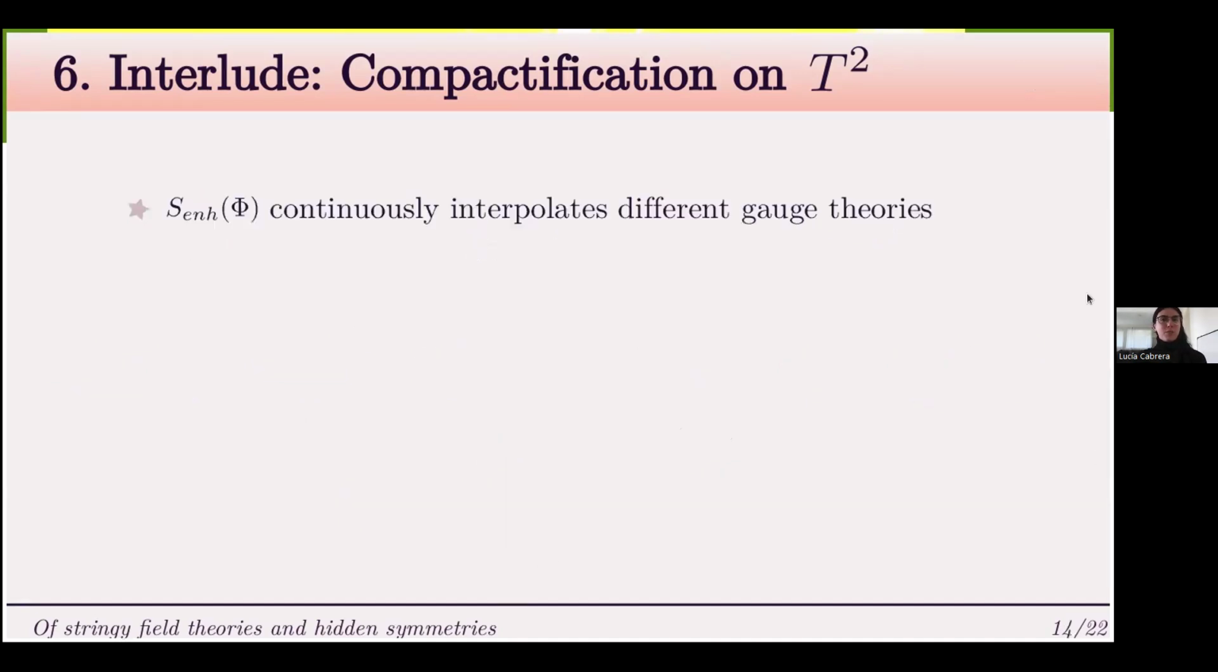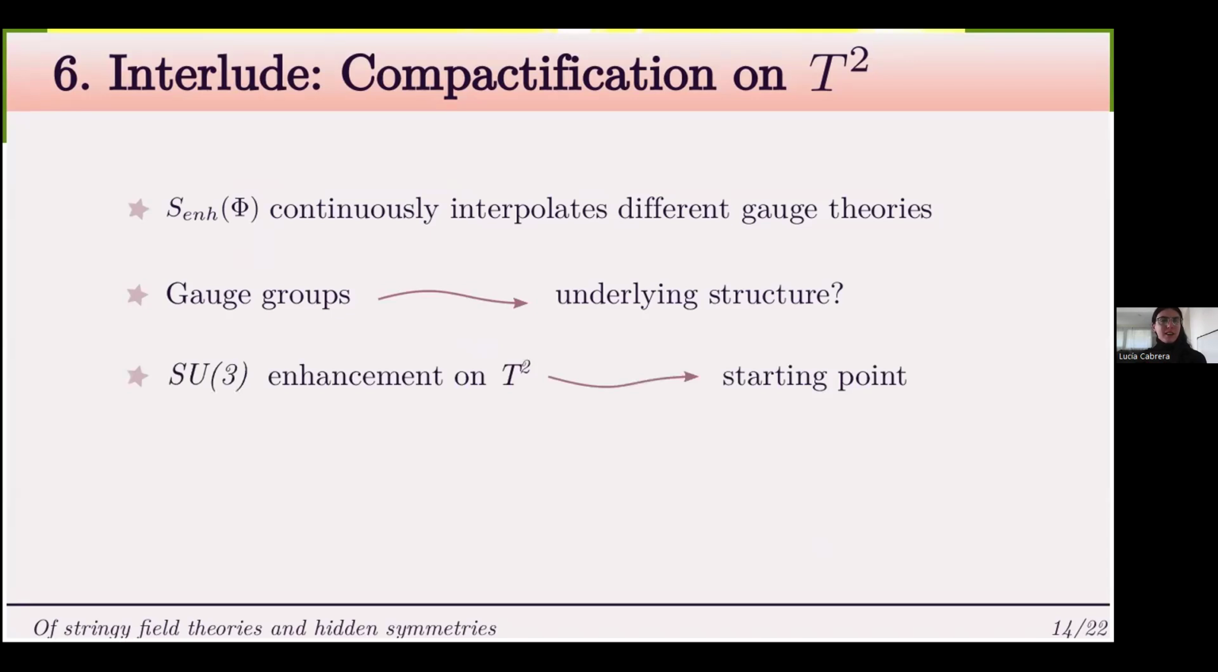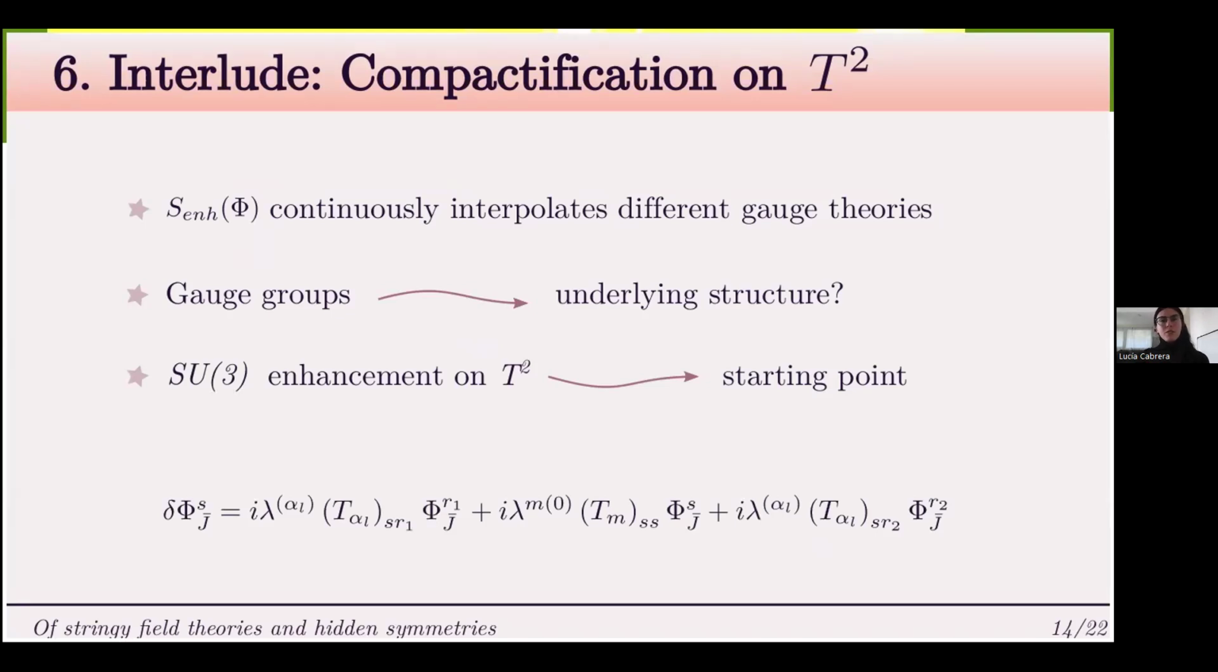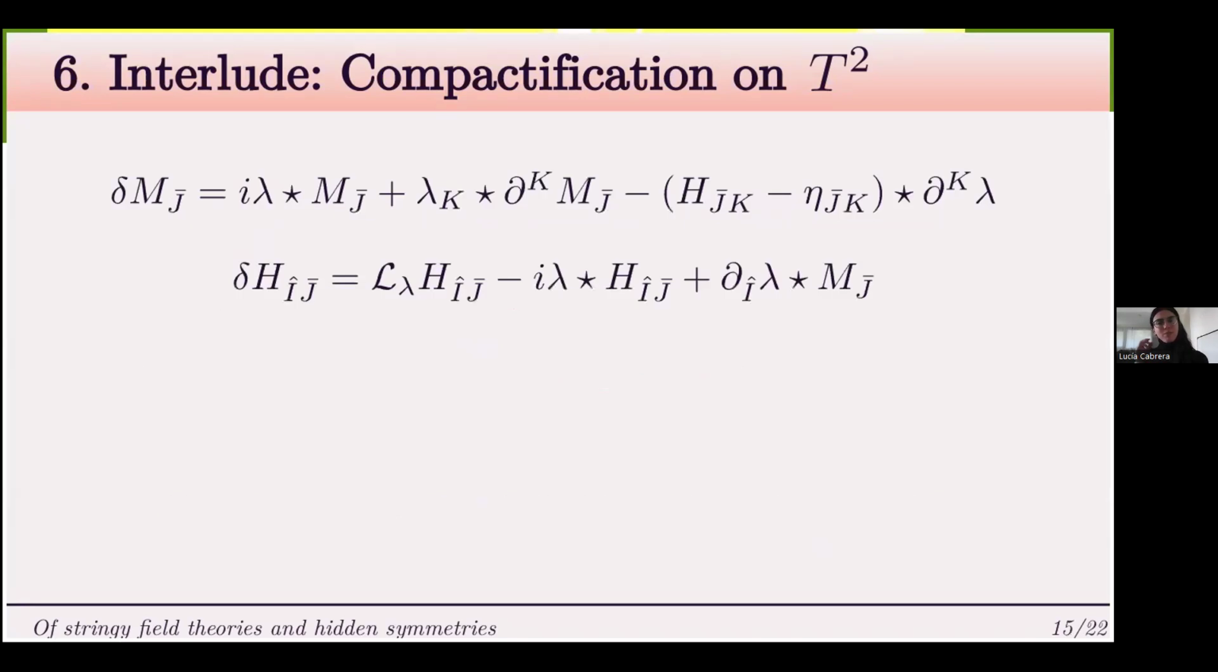So what have we learned from this example? Well, we've seen that our action can actually interpolate among different gauge theories. We've seen, or we might think, let's say, that these gauge groups and the fact that the action can manifest different gauge groups at different enhancement points might be hinting at an underlying structure. And what we can do from there is take the SU3 enhancement as a starting point and say, well, we were going to propose some transformations for our fields and see what we get out of that.